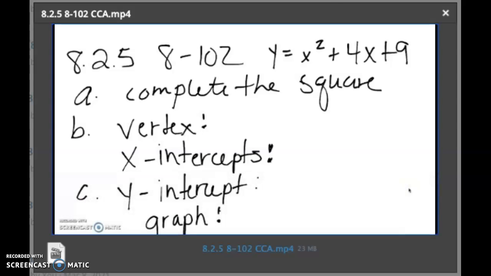Lesson 825, Problem 8-102. We are given the quadratic equation y equals x squared plus 4x plus 9, and we are going to complete the square to get this equation into graphing form. And then we need to find the vertex, the x-intercepts, and the y-intercepts, and then we need to graph it. Okay, so we're going to start by completing the square.